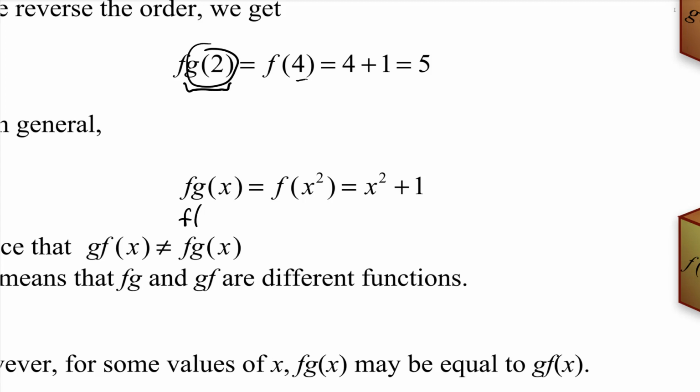So again, if we say f of g of 2, let me write it out properly. So f of g of 2 like that. I'm just going to go straight and use this one here and say that that's 2 squared plus 1, which is 5. Alright, some quick examples.